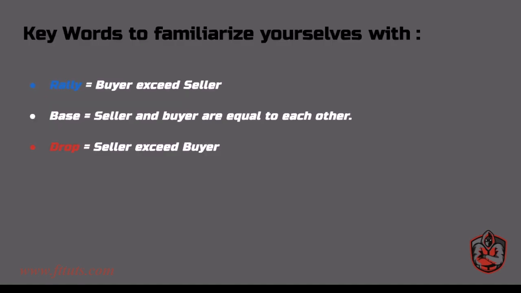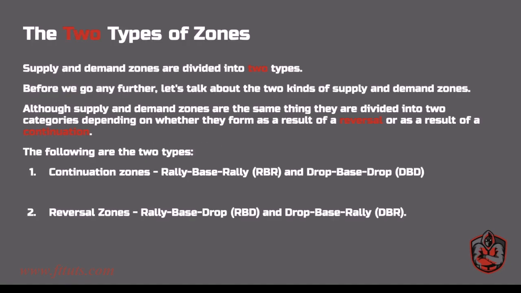Alright, so keywords I want you guys to be familiar with. When I say the word rally, all it means is buyers are exceeding the sellers. When I say base, that means sellers and buyers are equal to each other. And when I say drop, that means sellers are exceeding the buyers. Now, this is what I want you lot to pay attention to and understand, yeah?